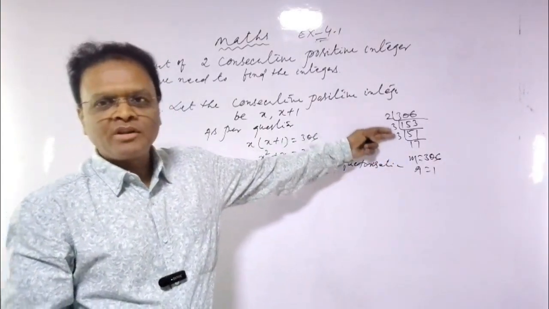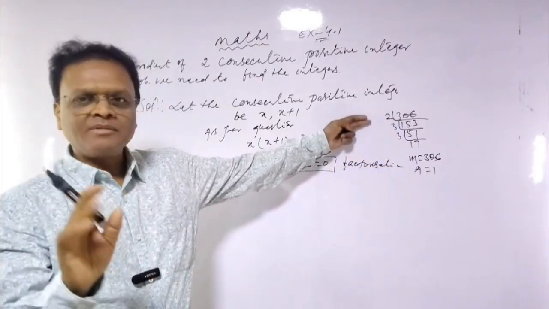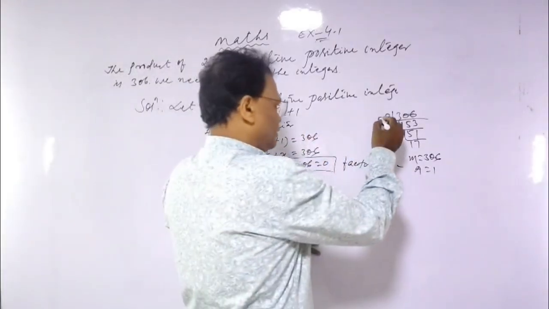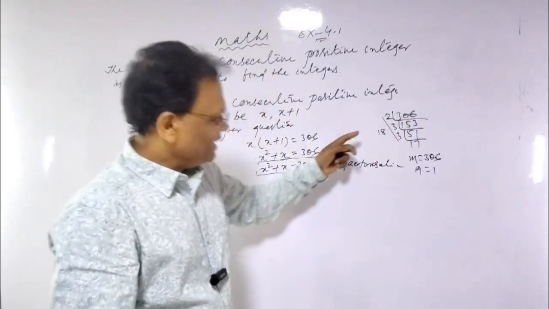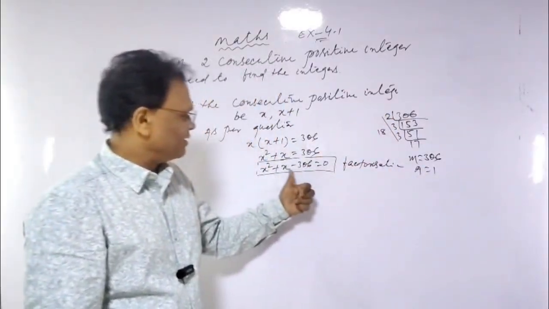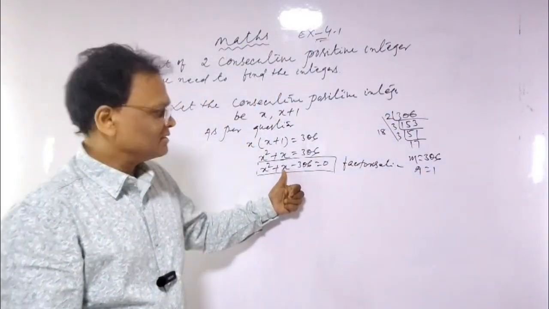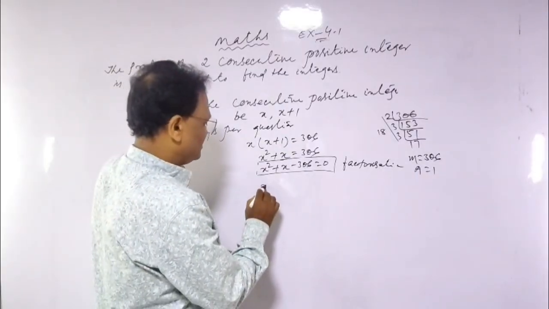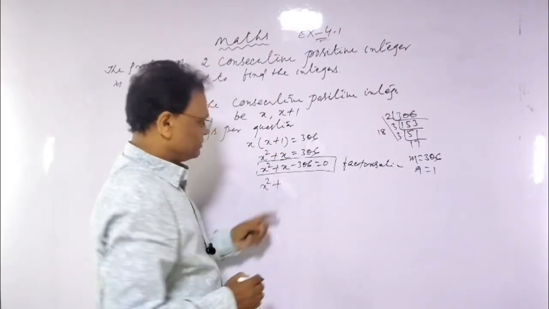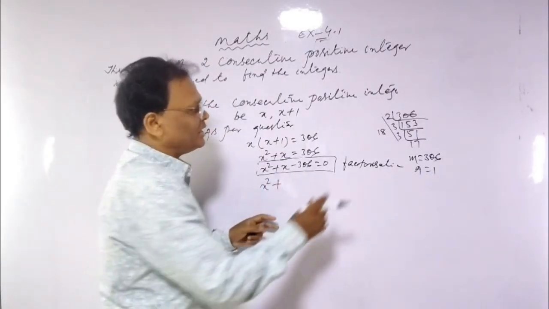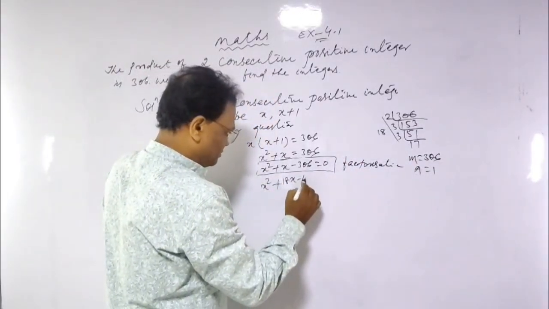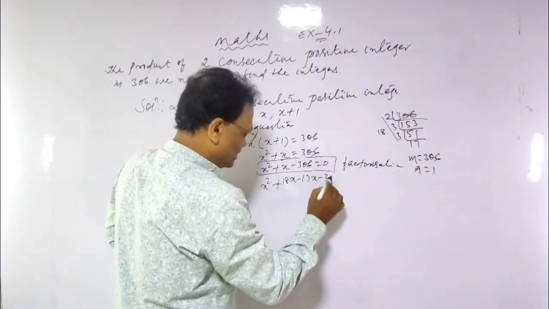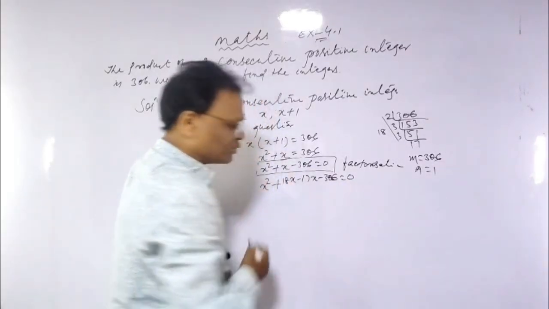यहाँ से मुझे वो पूरे नंबर मिल जाते हैं. दो के दो नंबर यहाँ हम फाइंड कर सकते. कैसे? 2 3 is 6, 6 3 is 18. 18 minus 17 is your 1. So these two are the numbers. Instead of x, let me write 18 and 17. So x square plus 18x minus 17x minus 306 equals 0.